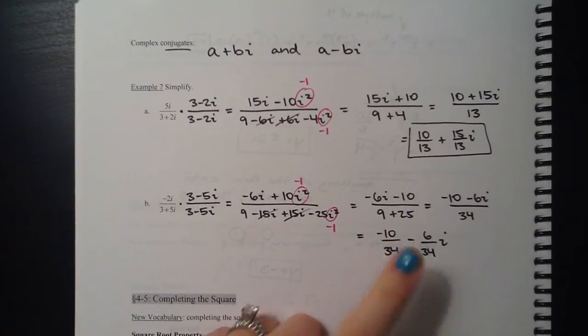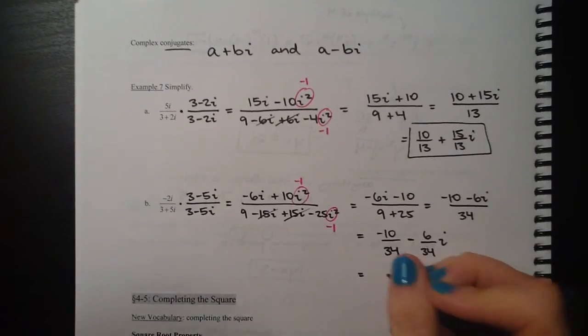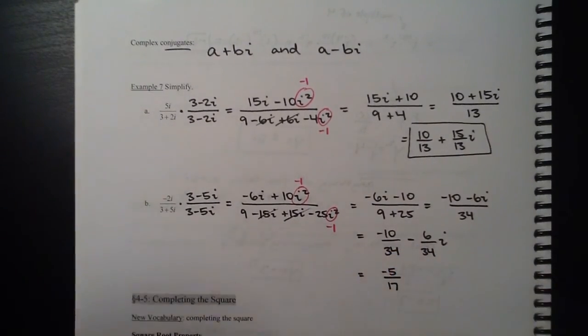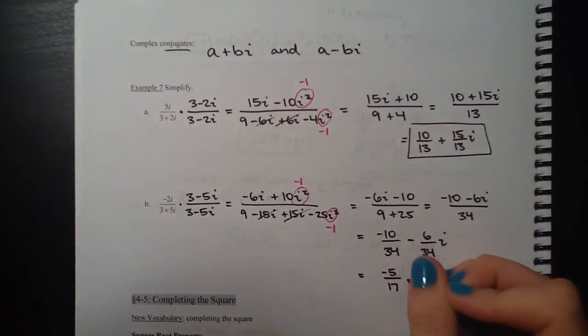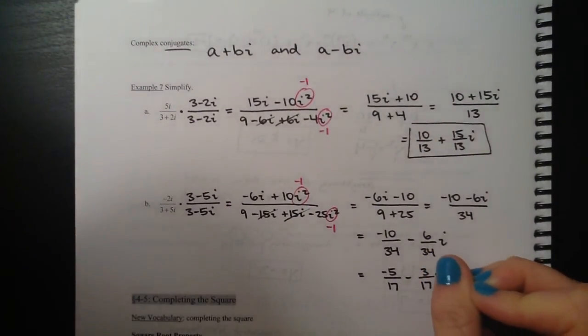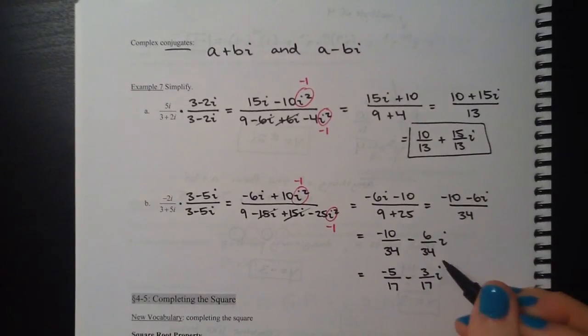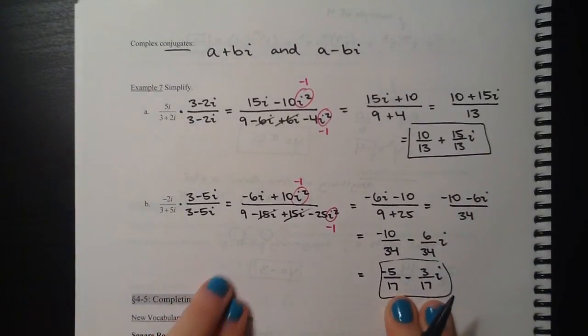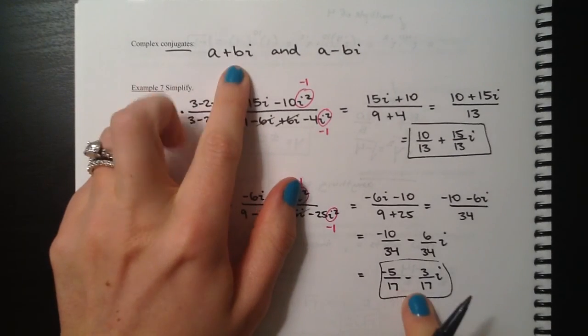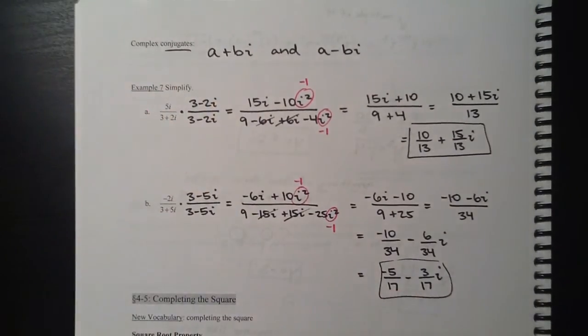Last thing is that these can all reduce because they're all even, so I'm just going to reduce everything by 2. So negative 10 goes to negative 5, 34 reduces to 17, just dividing them both by 2. So 6 reduces to 3, and 34 reduces to 17. Don't forget your imaginary number on the outside, so just like the one above, this form perfectly matches up with this. A would be negative 5/17, B would be negative 3/17. Okay, so that's it.